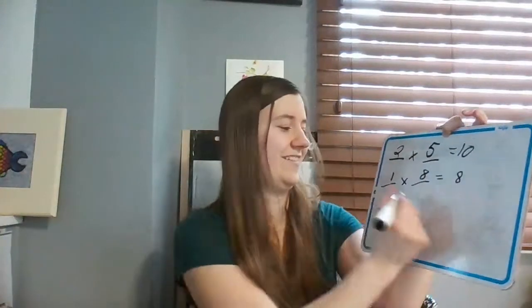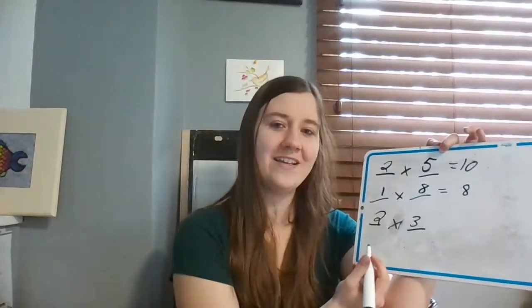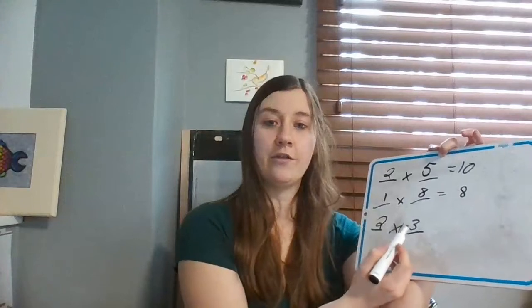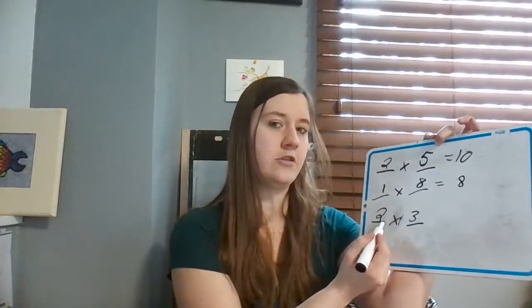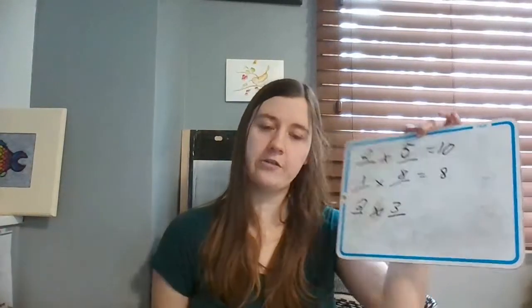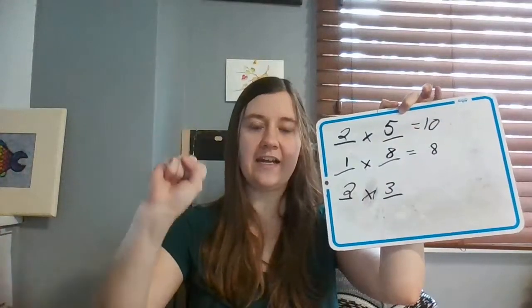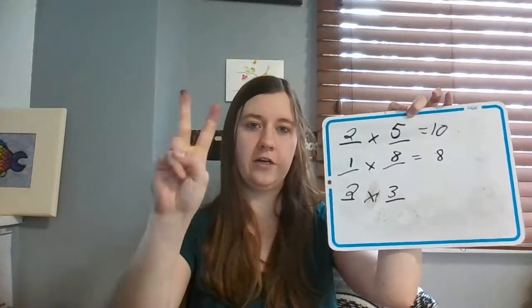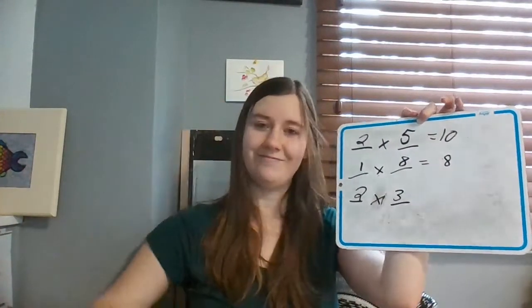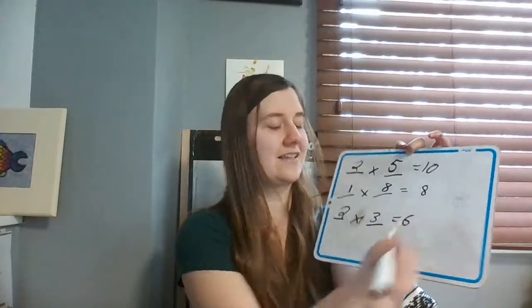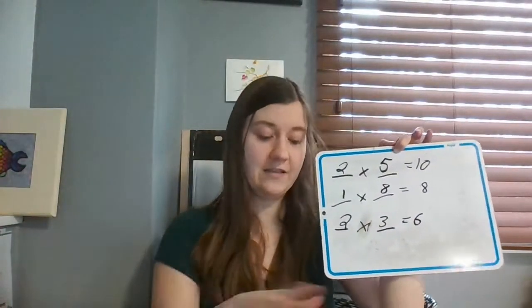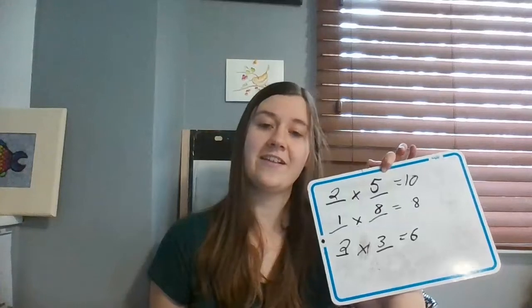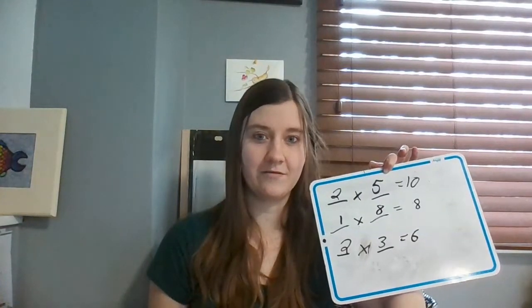3. If I have 2 times 3, I can count by 2, 3 times, or I can count by 3, 2 times. It's easier to count by 2s, so let's count by 2s 3 times. 2, 4, 6. My answer is 6. So you can also use these tools to make yourself multiplication questions.